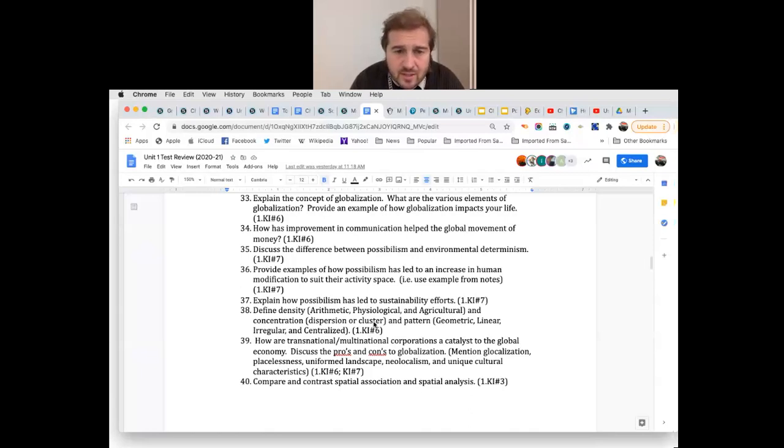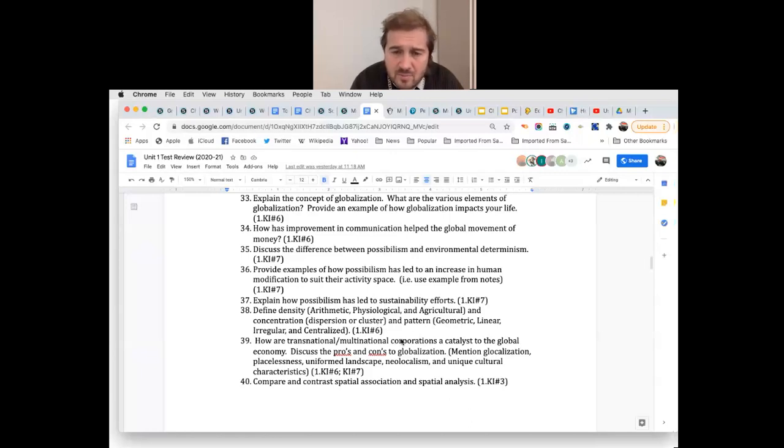38, define density. Density is the frequency of whatever units you're measuring occurring in a certain area. Arithmetic density is the number of people in a certain area. Physiological density is the number of people per arable land. Agricultural density is the number of farmers per arable land. In concentration, we're looking at the extent of spread, and either they're dispersed or clustered.